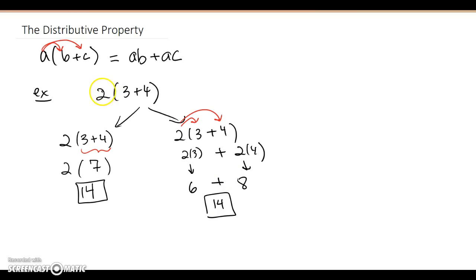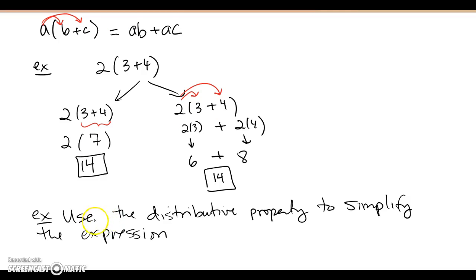The distributive property basically says this guy outside multiplies over into both items that are added or subtracted from each other. So let's look at a few examples where we use the distributive property to simplify the given expression.